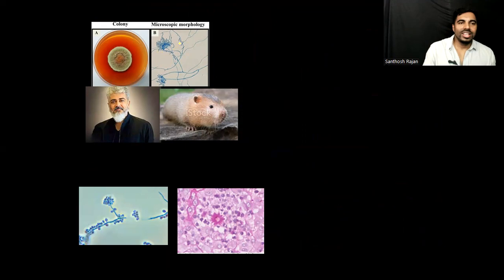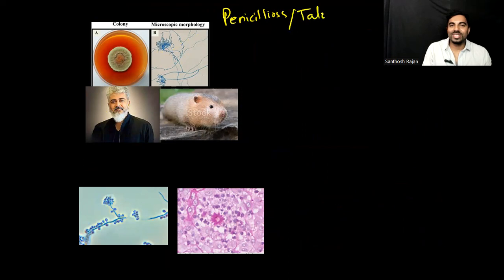This picture, you see, this is penicilliosis. Why did you put Thala Ajit's picture here? The other name is Thalaromyces. How am I going to explain this? Our Thala, okay, Thala is Ajit. Thala, what happened?